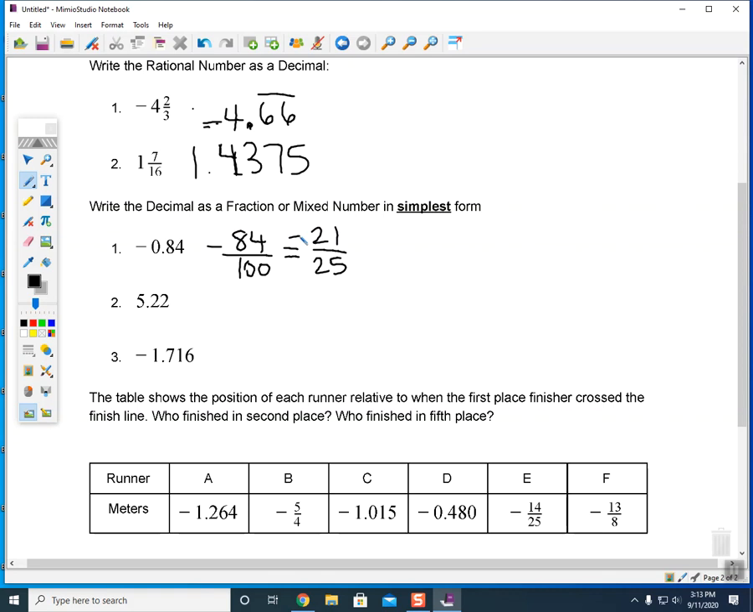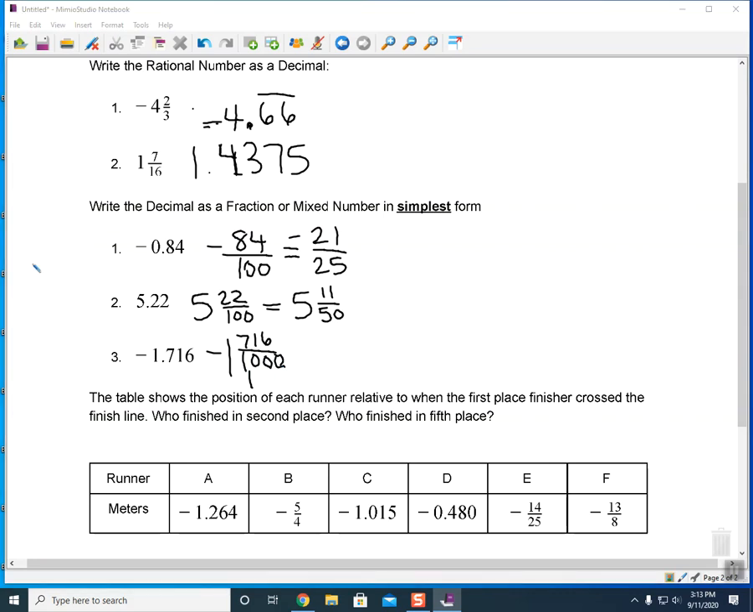I can stop there. Next, I've got 5 and 22 over 100. Can I simplify this? Yes, I can. 2 I know goes into both of those. So I've got 5 and 11 over 50. All right. Last one then. I also know that this is going to be a negative 1. Then I have to do 716 divided by, now this is 1,000.